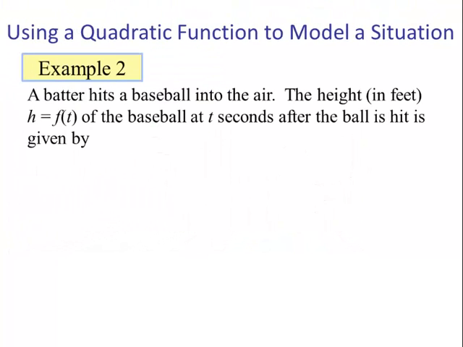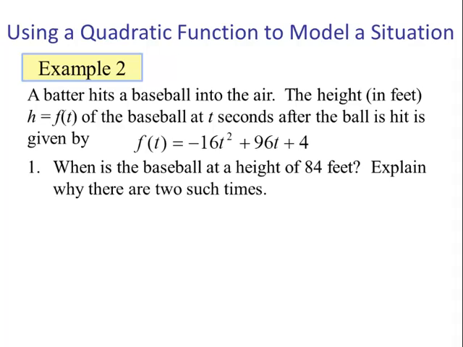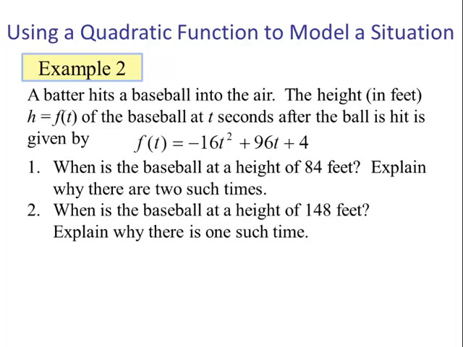Example 2. A batter hits a baseball into the air. The height, measured in feet, h equals f of t of a baseball at t seconds after the ball is hit is given by f of t equals negative 16t squared plus 96t plus 4. Number 1. When is the baseball at a height of 84 feet? Explain why there are 2 such times. Number 2. When is the baseball at a height of 148 feet? Explain why there is only 1 such time.